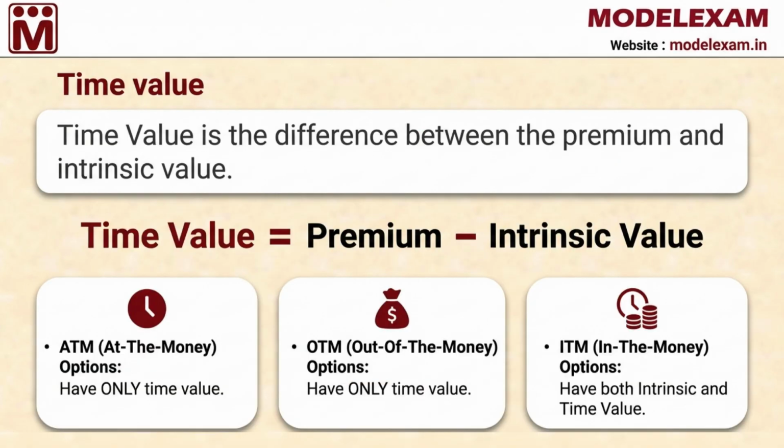Now that we have covered intrinsic value, let's talk about the second component, which is time value. Time value is simply the difference between the total premium you pay and the intrinsic value. The formula to remember is time value equals premium minus intrinsic value. If you have an at the money or an out of the money option, the entire premium is made of time value because the intrinsic value is 0. However, an in the money option will have a combination of both intrinsic and time value.